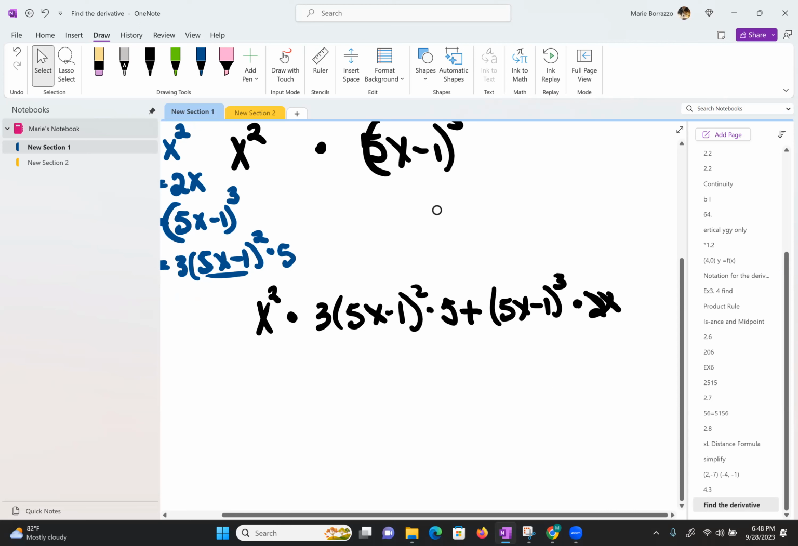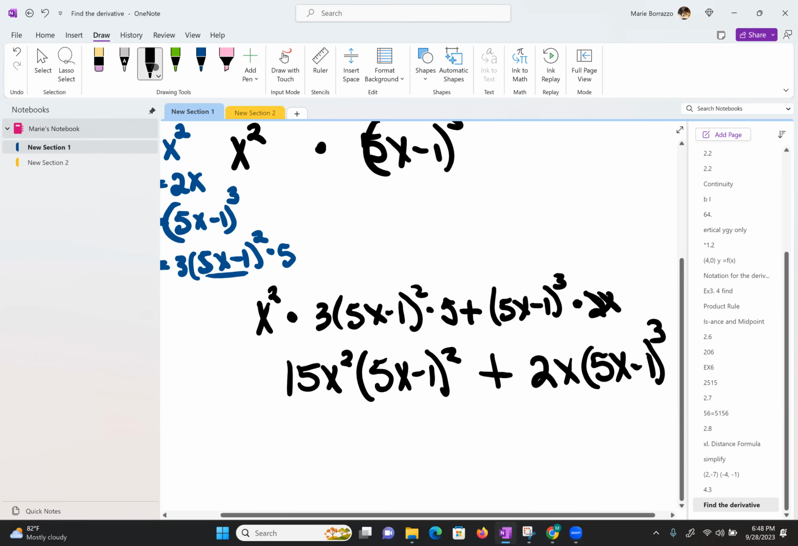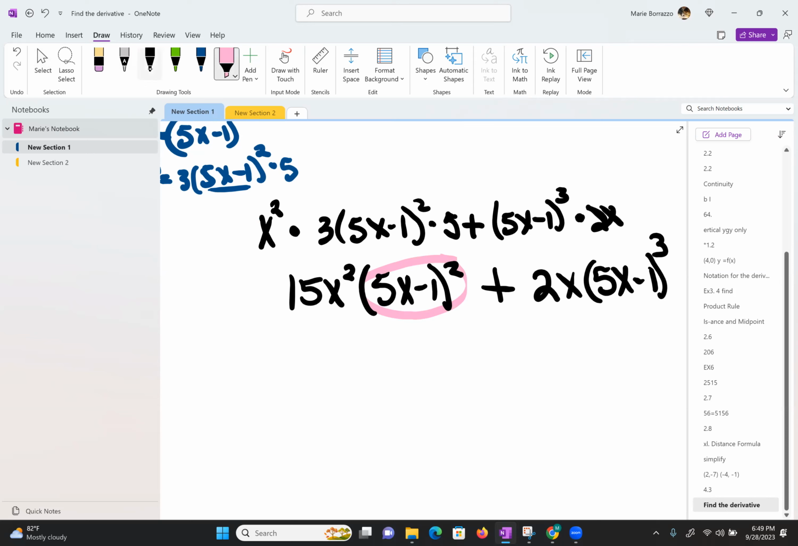Yes. Okay, so if I do 5 times 3 times x squared, I get 15x squared times the 5x minus 1 squared, plus I have a 2x and I have a 5x minus 1 cubed. Can you tell me what you think the common term is? What looks similar to both? Hint, hint. So let's take out what's common, which in this case is going to be the 5x minus 1 squared.